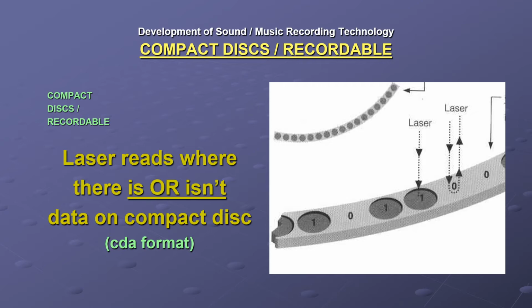Where there is a 0, there is no data. Where there is a 1, there are digital words, and those digital words become sounds that we hear from the compact disc. This is what you get when you buy a compact disc, basically what's known as the CDA format. So there is no physical contact. Rather, it's just light. That means there is no wear on the CD.